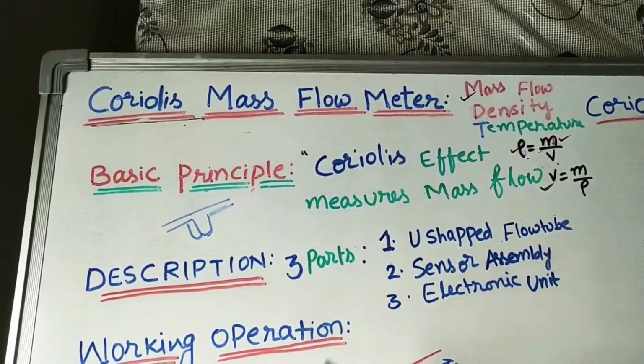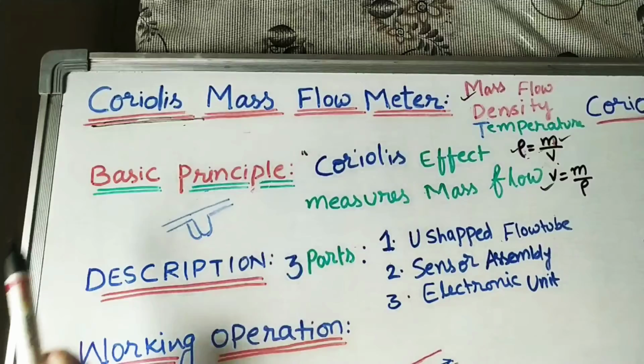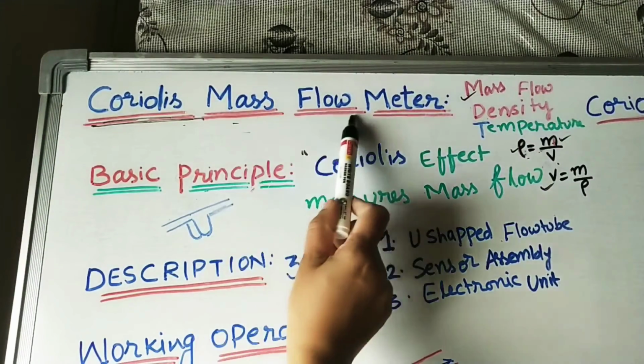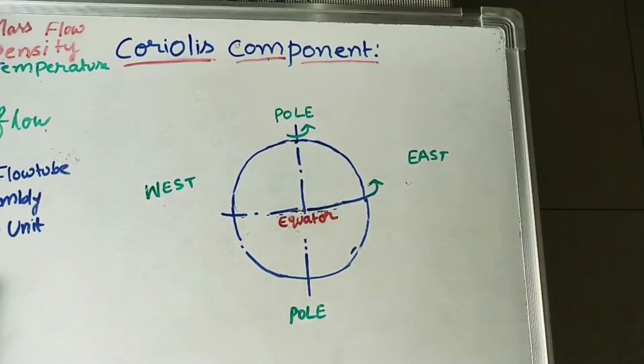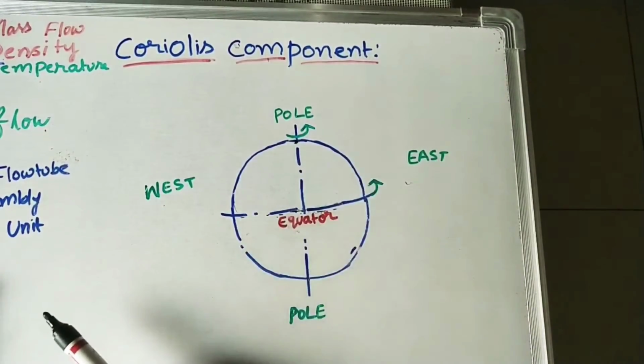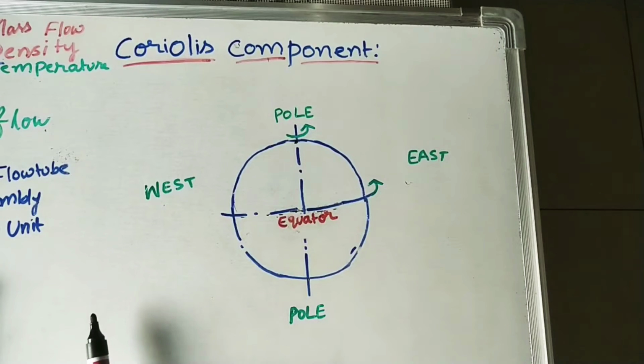Before discussing the working of the flow meter, we will see what the Coriolis effect is, because in this flow meter, we are using this Coriolis effect for measuring the mass flow. So let us take what the Coriolis effect is. Coriolis is a scientist's name. He is a mathematician. He discovered this effect in 1835.